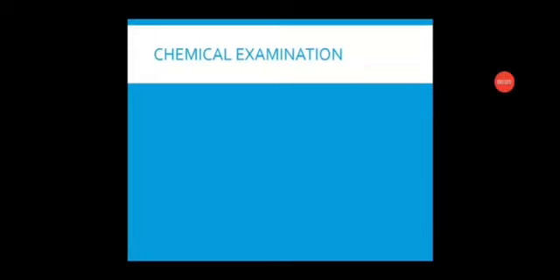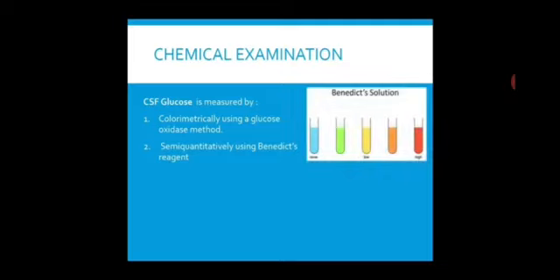Hi, I am Matthias. The second part of examination is chemical examination, by which we can measure many chemical products. The most important ones are glucose and protein. CSF glucose is measured by using a glucose oxidase method or by using Benedict's reagent. You can see here the Benedict's solution and the color indicates the concentration.